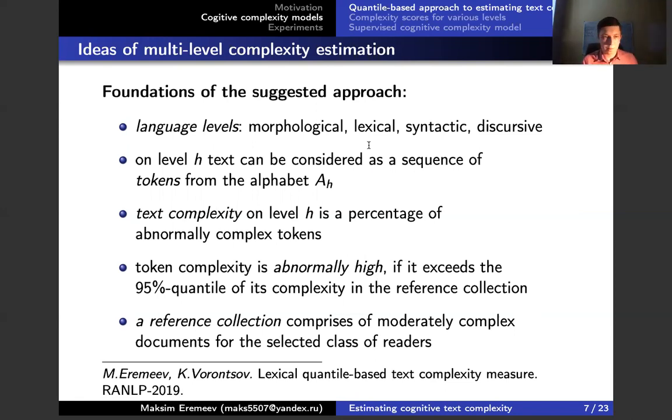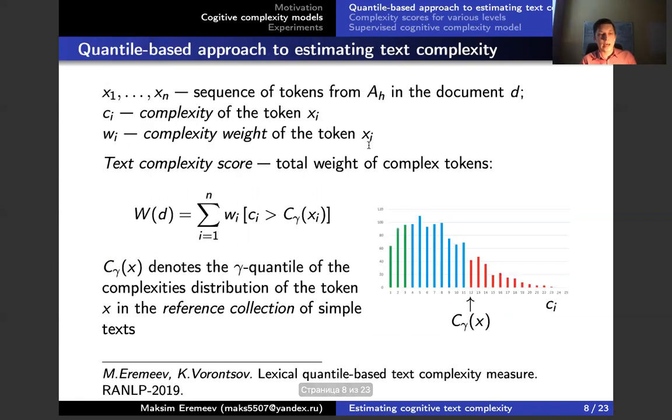Okay, so we formalize the assumptions by introducing text complexity as a weighted sum of individual token complexity scores. We include in the sum only tokens with abnormal complexity. Well, once again, that exceeds the 95% quantile, or we can set an arbitrary gamma quantile of the reference collection. So moderately complex tokens make no impact on the final score.